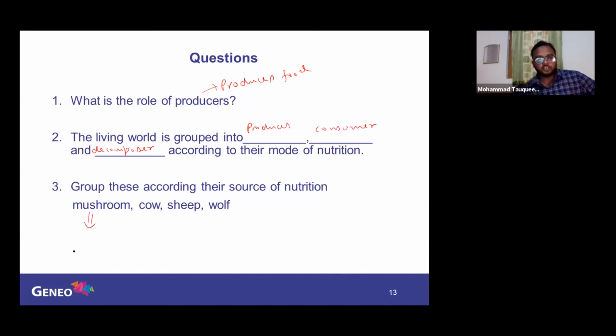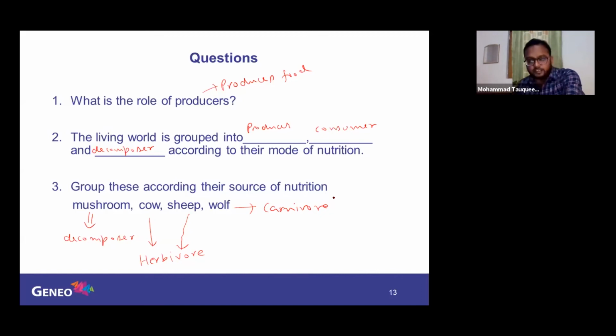So this mushroom is a decomposer. Cow is a herbivore. For cow, I have told you one important point that they can store their semi-digested food in a specialized part of the stomach, and when it is needed, they take it back into their mouth and start chewing again. Sheep is also a herbivore, and wolf is a carnivore. So I hope these questions are clear. These are very important questions, and such type of questions can be asked also.